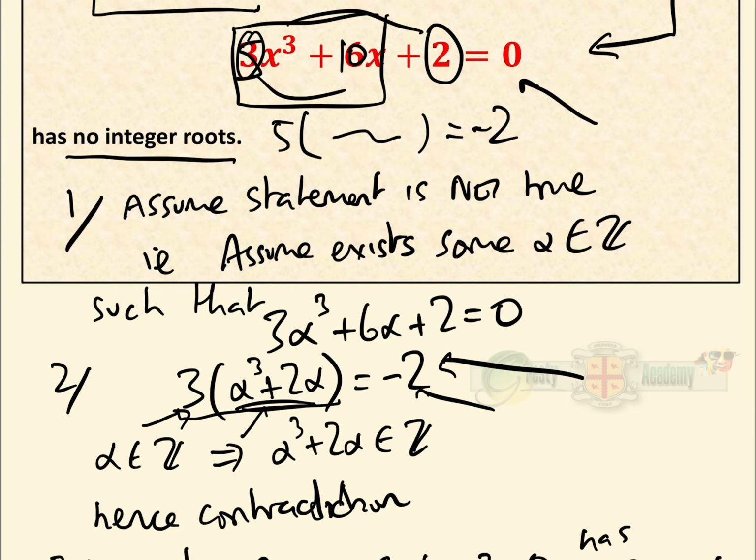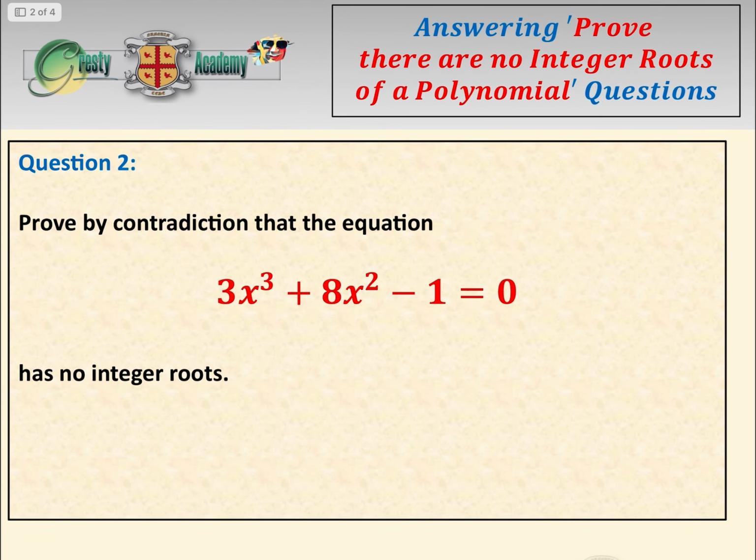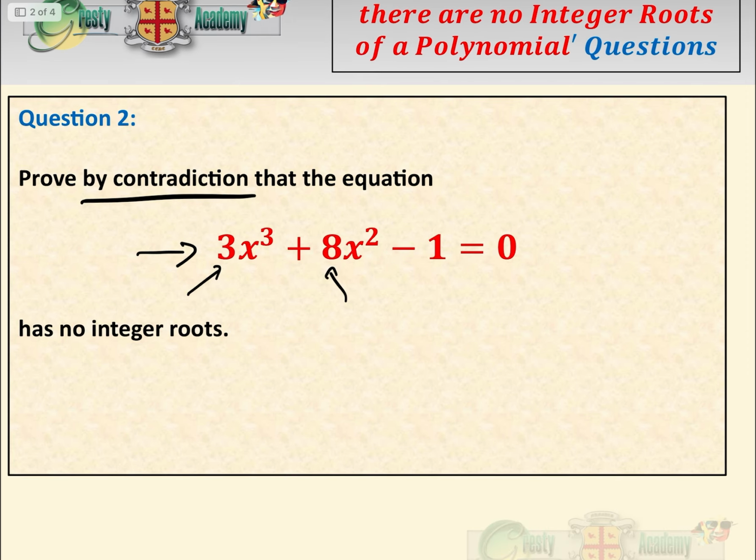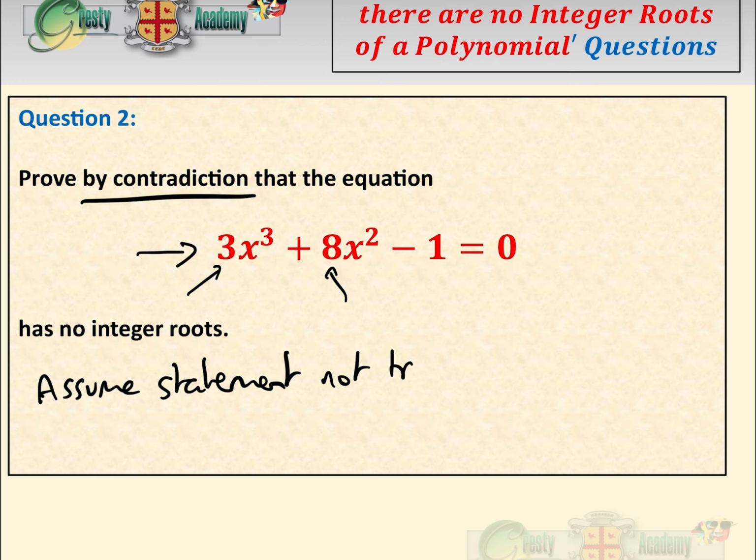So now we're going to have a look at question 2, where this method doesn't work and we have to do something else. So let's have a look at question 2. Okay, this one, prove by contradiction that the equation has no integer roots. We can see that we can't use our little trick here, but we're still going to use proof by contradiction. So first of all we are going to assume that the statement is not true. That's always our first step in proving by contradiction.